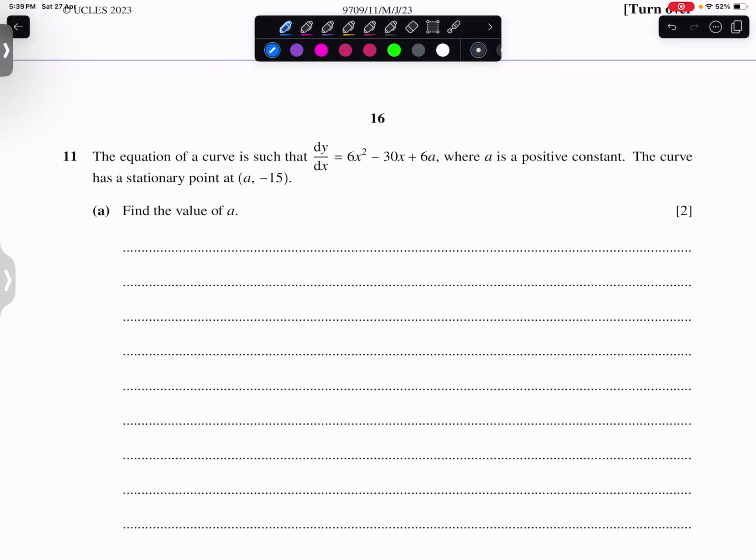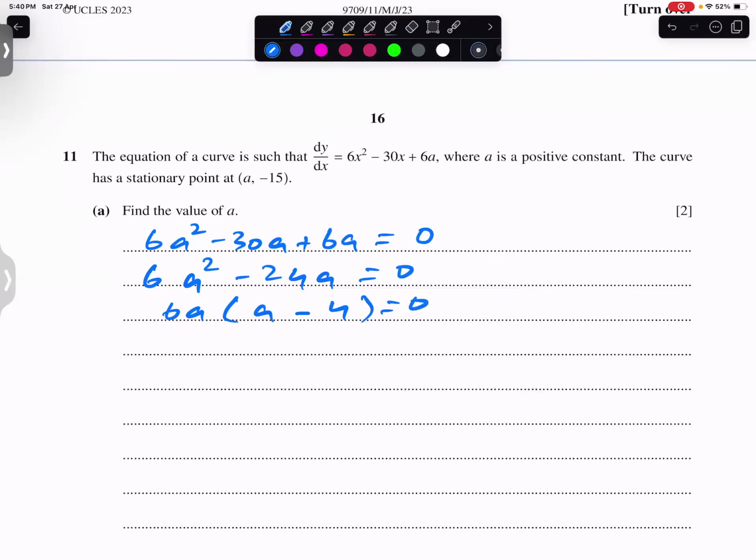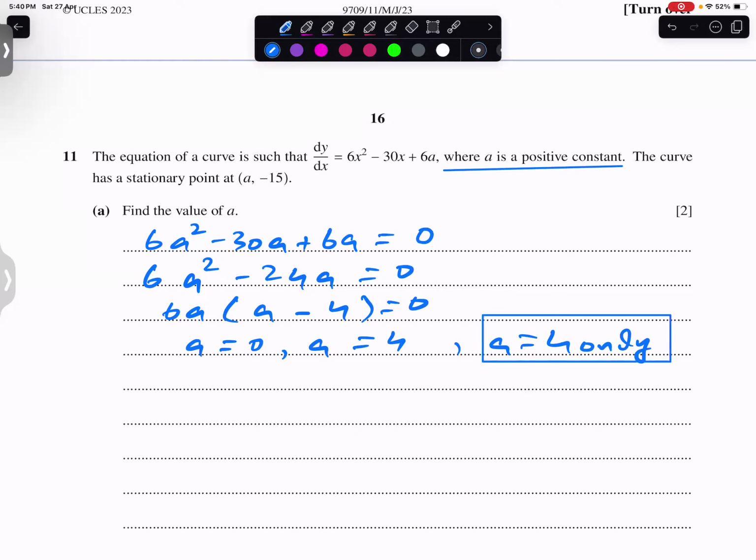So the curve has a stationary point. It means that the derivative is zero. So 6a square minus 30a plus 6a equal to 0. The derivative is given, so I'm just putting the derivative equal to 0. 6a square minus 24a equal to 0. Take 6a common, so a minus 4 equal to 0. So a is 0 and a is 4. As it is given that a is a positive constant, you will take a is equal to 4 only. Clear? Yes, sir.